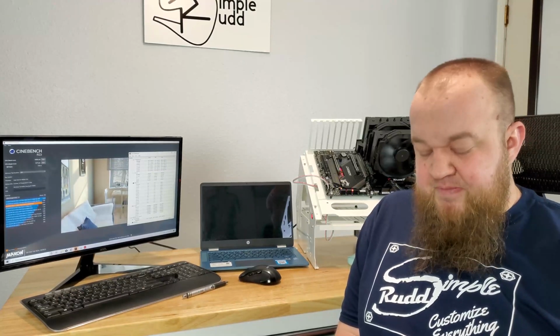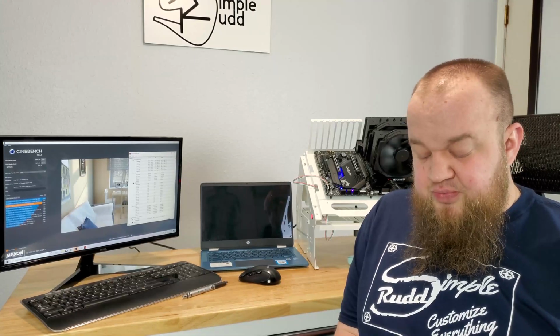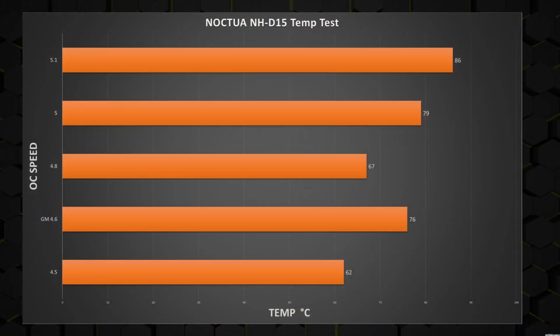Now, one thing I will recommend, do not turn on game mode. When I ran game mode, I went from 4.5 to 4.6 gigahertz. But temperature-wise, I went from 62 degrees Celsius all the way up to 76 degrees Celsius. Not good. Now, to shed a little more light on that, when I overclocked it to 4.8, which was my first overclock outside of game mode, I was sitting at 67 degrees Celsius, 9 degrees cooler than game mode's 4.6, while getting a lot more performance.